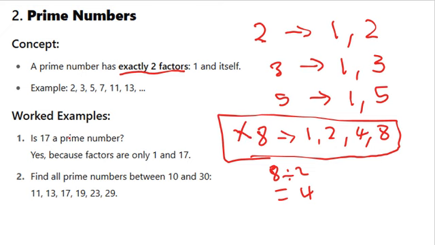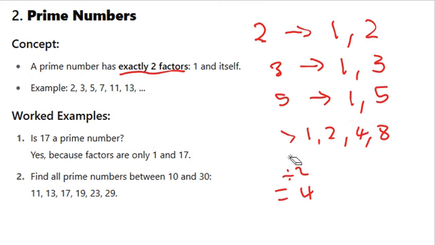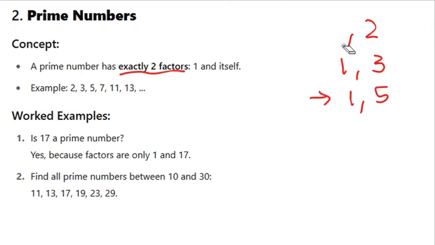So I think you get the idea now of what prime numbers are. Prime numbers only have 2 factors: 1 and itself. So keep that in mind. Let's go to some examples discussing the prime numbers.